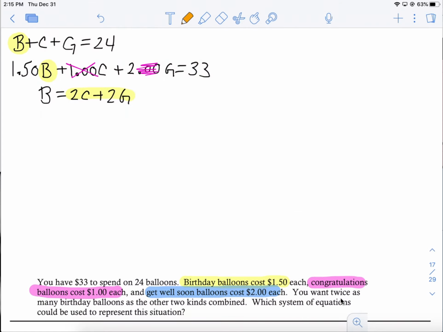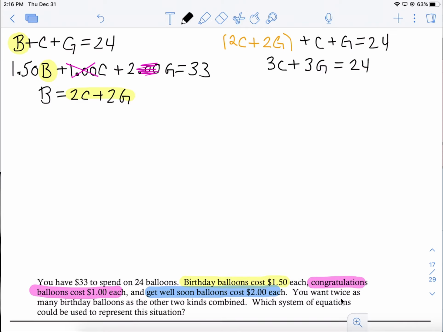All right, writing out the first one, I'm going to have 2C plus 2G, that's my plug-in, and then I'm going to bring over the rest of my equation. Plus, oops, let me put them in black so you can see it. Plus C plus G equals 24. Okay? Nothing to multiply, but I am going to combine my like terms. I'm going to end up with 3 C's and 3 G's to make that 24 balloons.